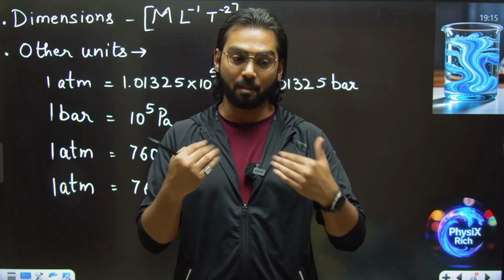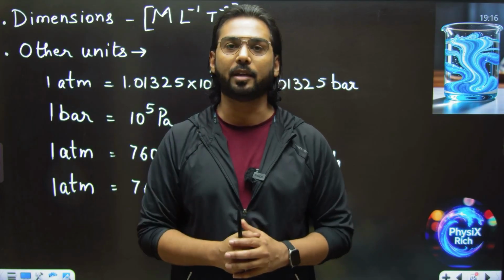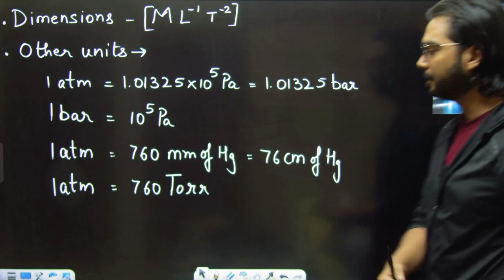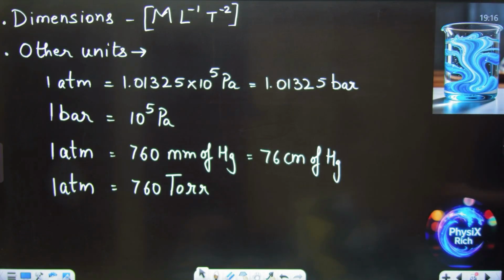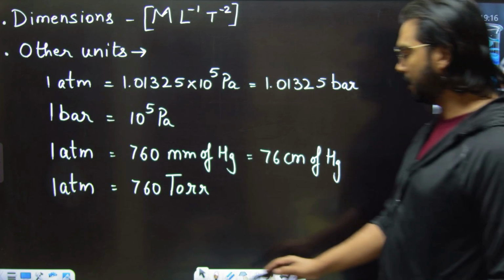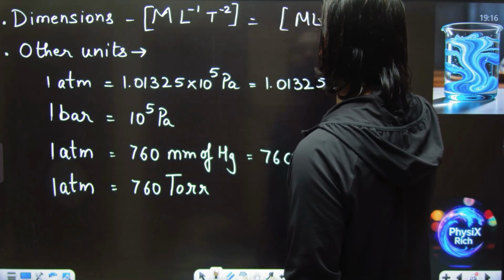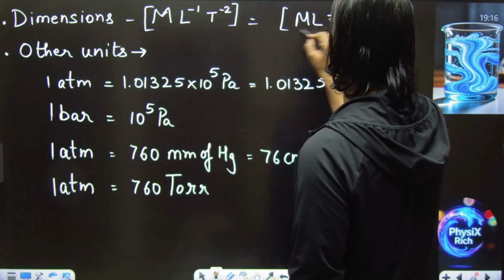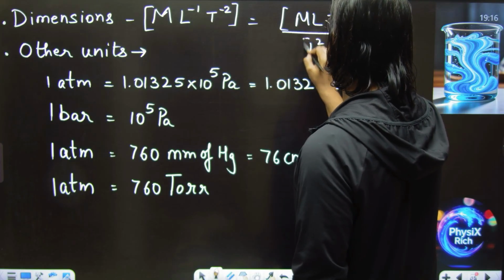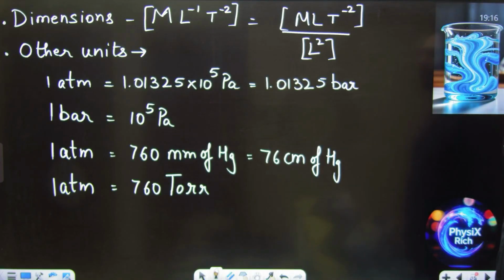And if my weight is distributed over a large amount of area, the pressure would be very less, okay? Now there are certain dimensions of pressure which are ML^-1 T^-2. You can easily derive them by taking the dimensions of force, which are MLT^-2, and dividing them by the dimensions of area, and you will get ML^-1 T^-2.